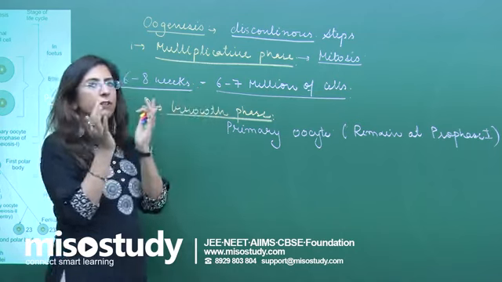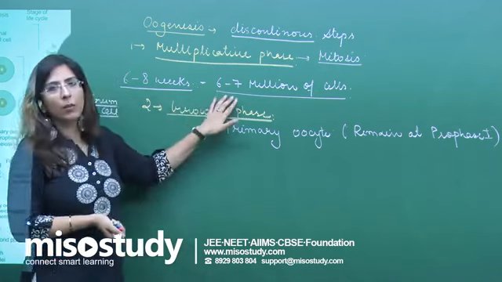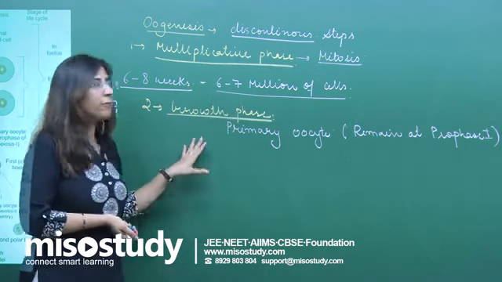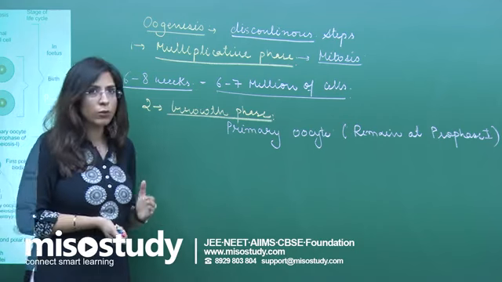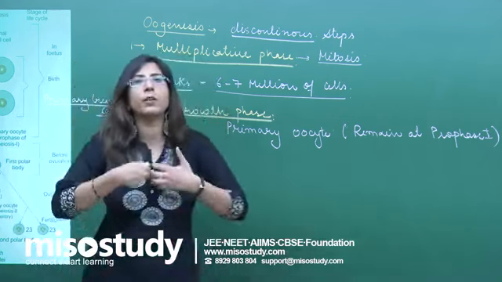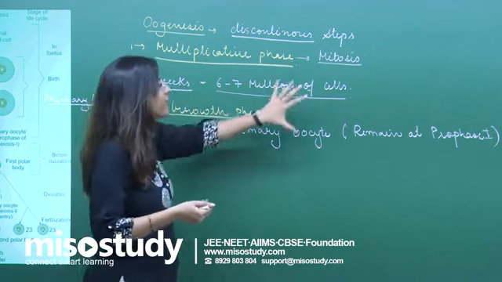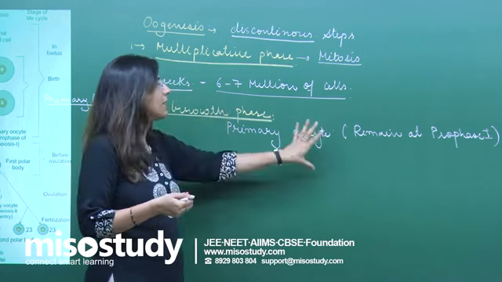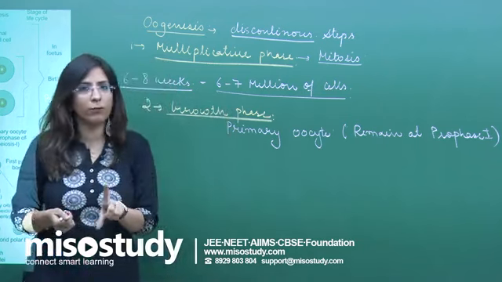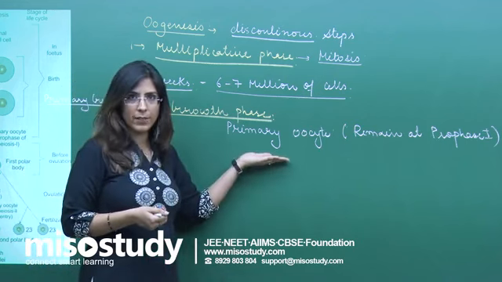Initially we started with a very small number of cells. They started dividing and formed around 6 to 7 million cells. At the time of birth, the number of cells also reduces. What do you mean by reduction in the number of cells? Out of the pool of cells, only a certain number will form the primary oocyte. The rest will not form the primary oocyte.